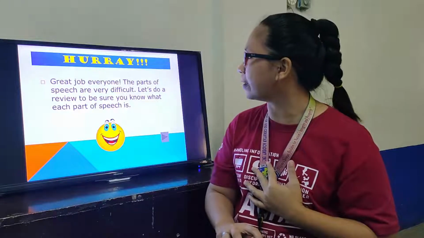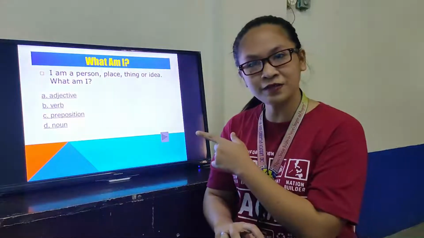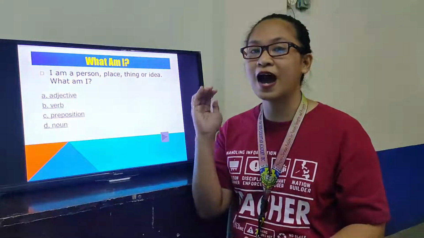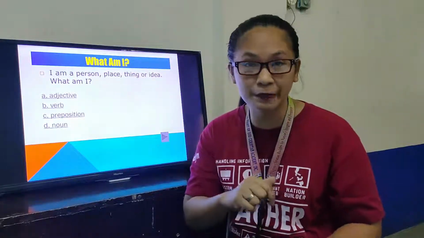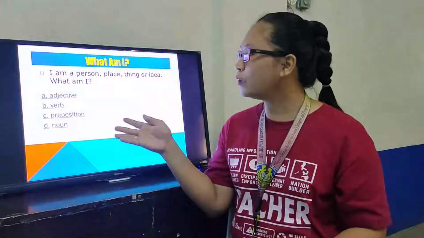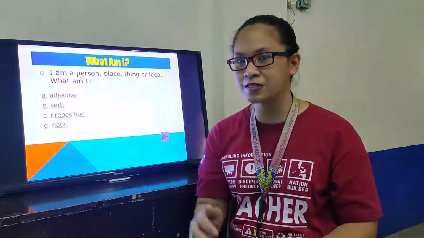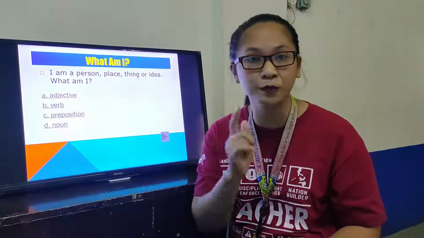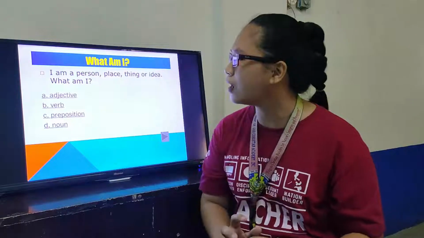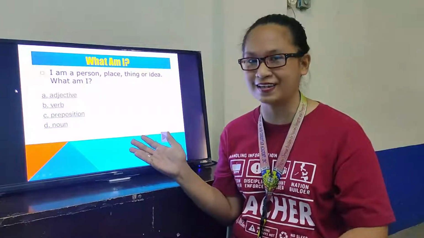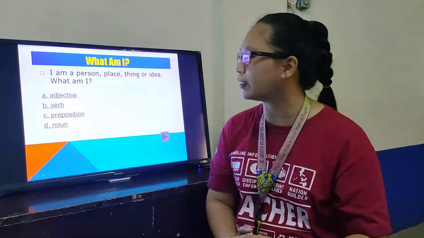Now, I prepared an activity and I titled it, What Am I? So you have to get your pen and paper because you will be answering the following activities and later you have to tell me if you got a perfect score, okay? All right, so let's answer the following one by one, okay? Let's have the first one.